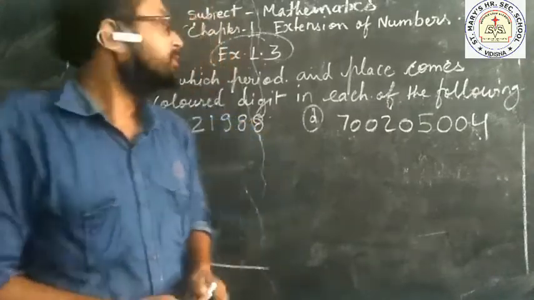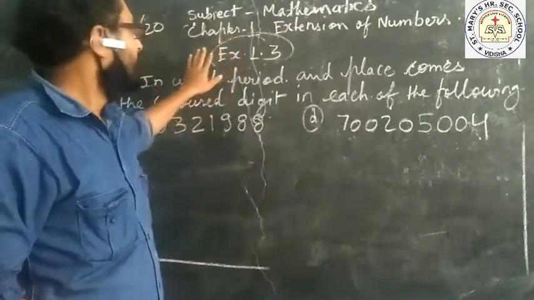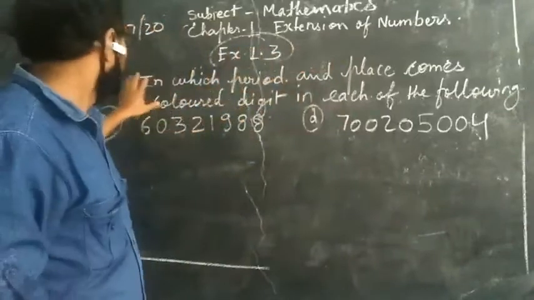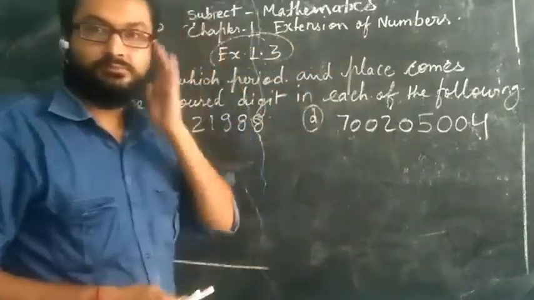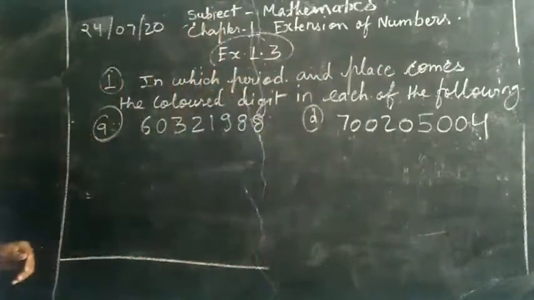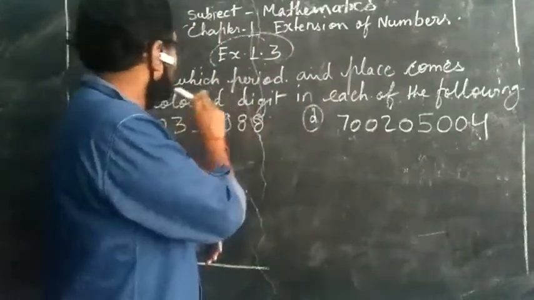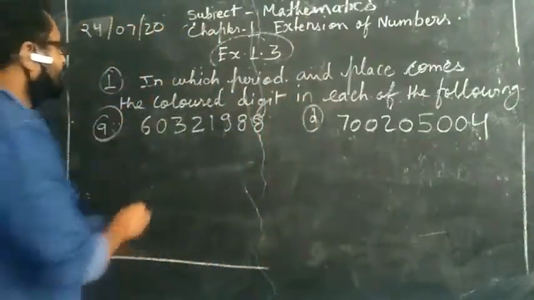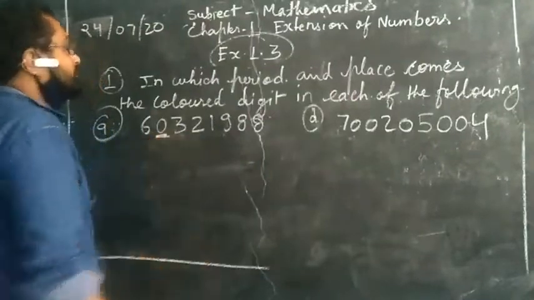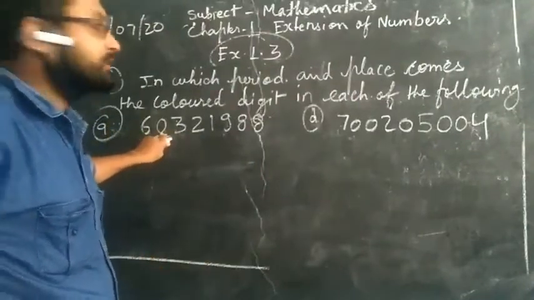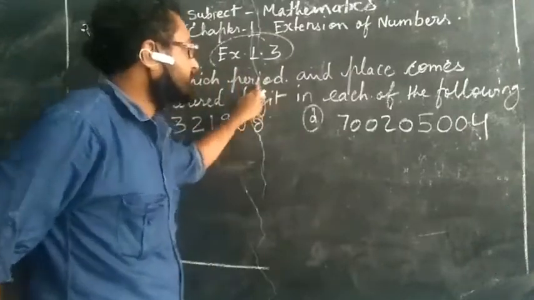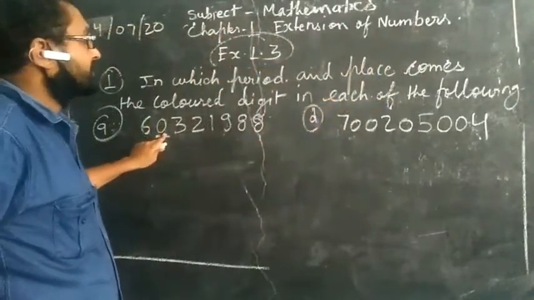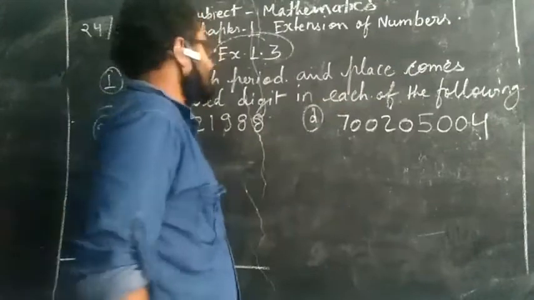Hello students, today we will clear the chapter Extension of Numbers, exercise 1.3, question number 1. In which period and place does the colored digit come in each of the following? It means we have to find the colored digit's period and place. We have to write the place also, according to the Indian place value chart.